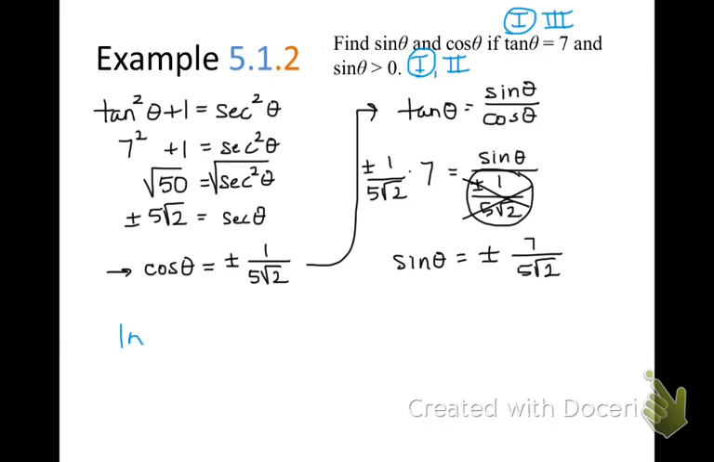So in quadrant 1, do I have any negatives ever? Yeah, so you would say in quadrant 1, there's no negatives. And so therefore, my final answers are going to be that the sine of theta is equal to just the positive 7 over 5 root 2. And my cosine of theta is equal to the positive 1 over 5 square root of 2.